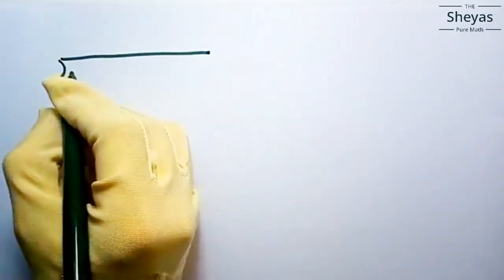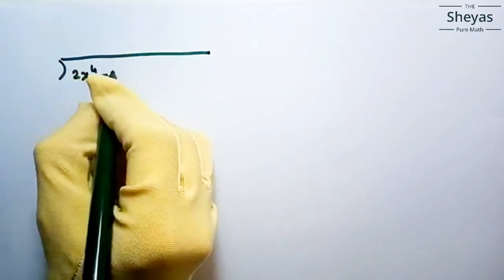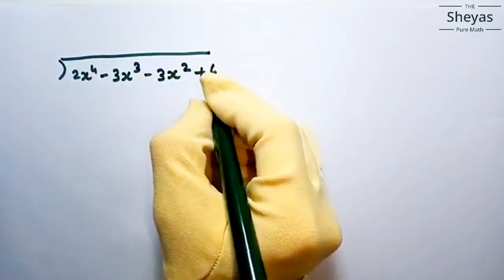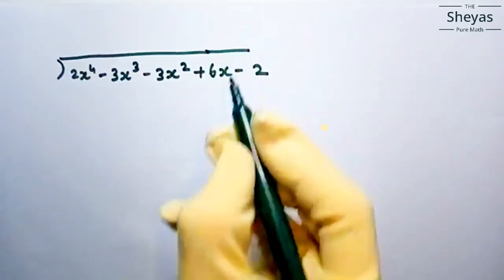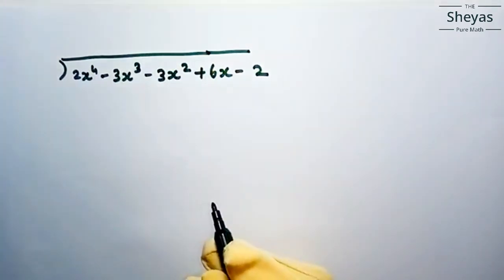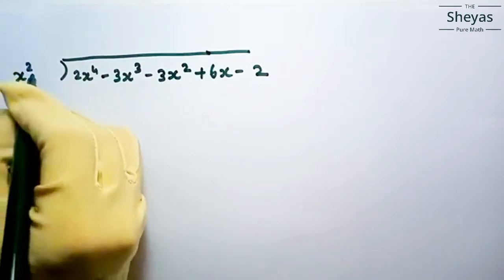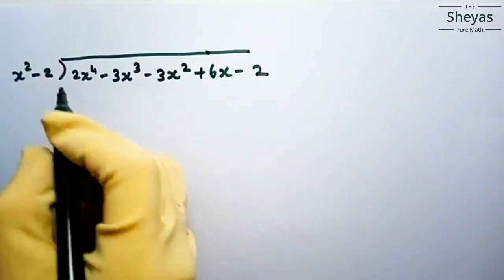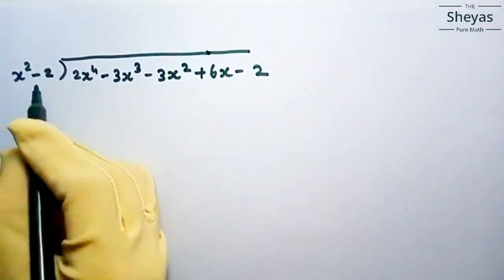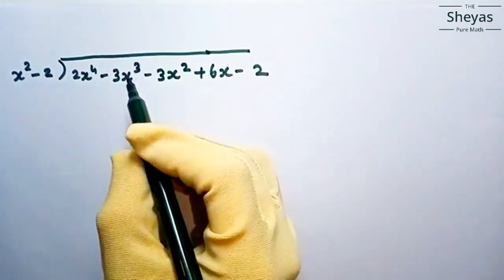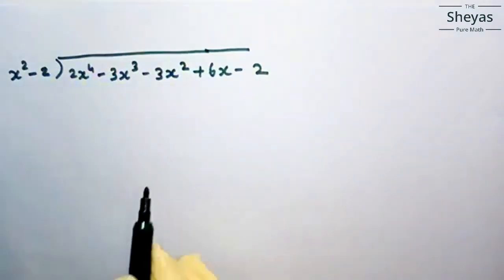Now, I'm going to take the polynomial 2x power 4 minus 3x power 3 minus 3x square plus 6x minus 2. So this is the given polynomial. Now, what is the factor I have found? X square minus 2 is the factor I have found. So I am going to divide this polynomial with the factor I have found, so that I'll be getting the remaining zeros.